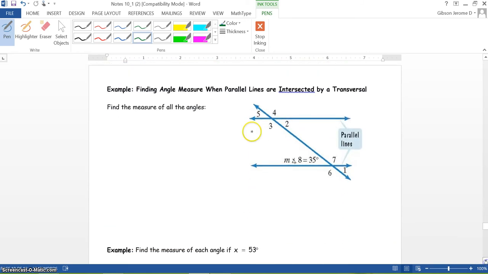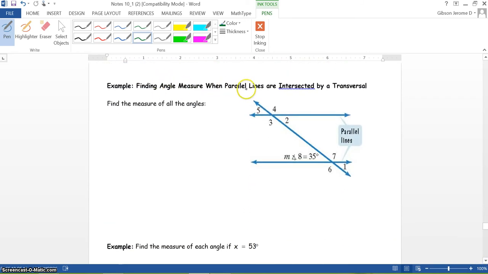Okay, now it says example. Find an angle measure when parallel lines are intersected by a transversal. Find the measures of all the angles. Now, first of all, here, alternate interior angles, we have 8 and 2. So we know that 2 would be 35 degrees.